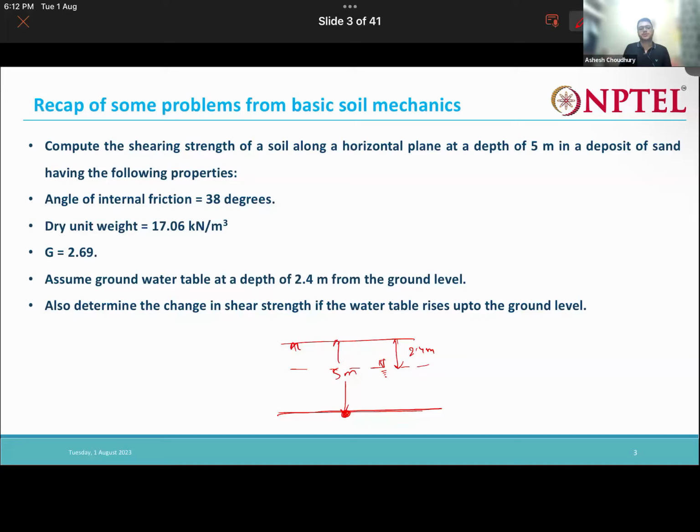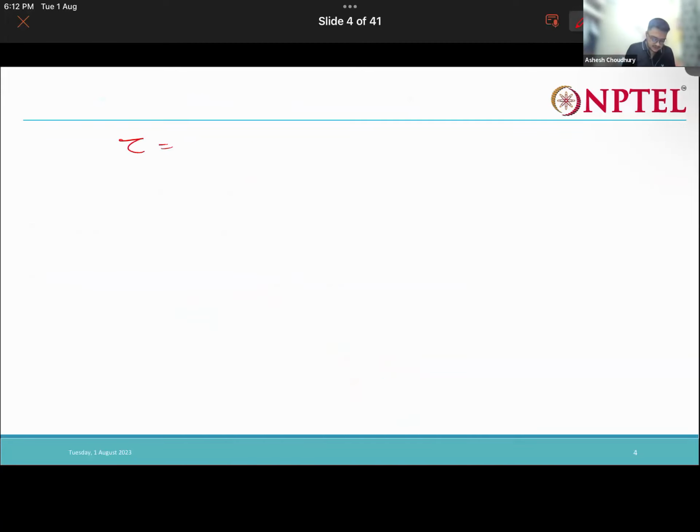so what is the expression for my shear strength? What is this shear strength equal to? If anyone can help me with that, if you remember, you can turn on your mic and just answer. What is the expression for shear strength? What is tau equal to? Tau is nothing but C plus sigma tan phi, right?